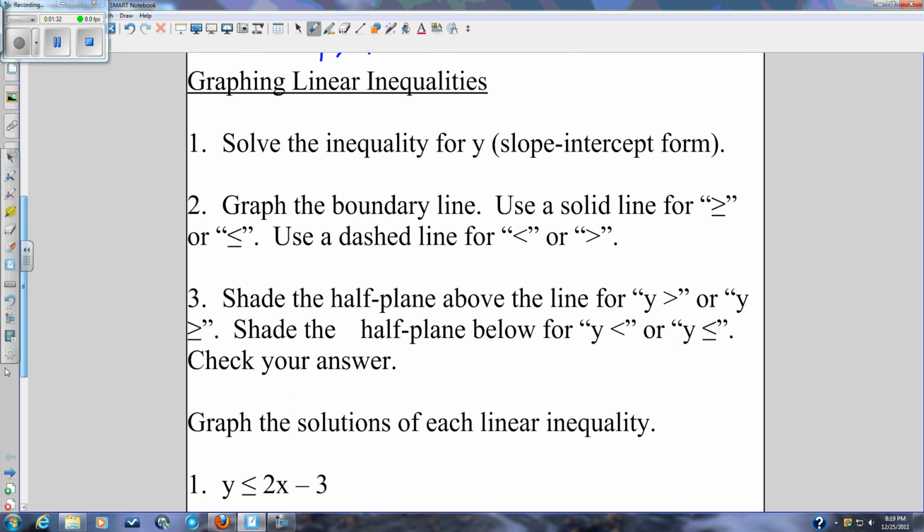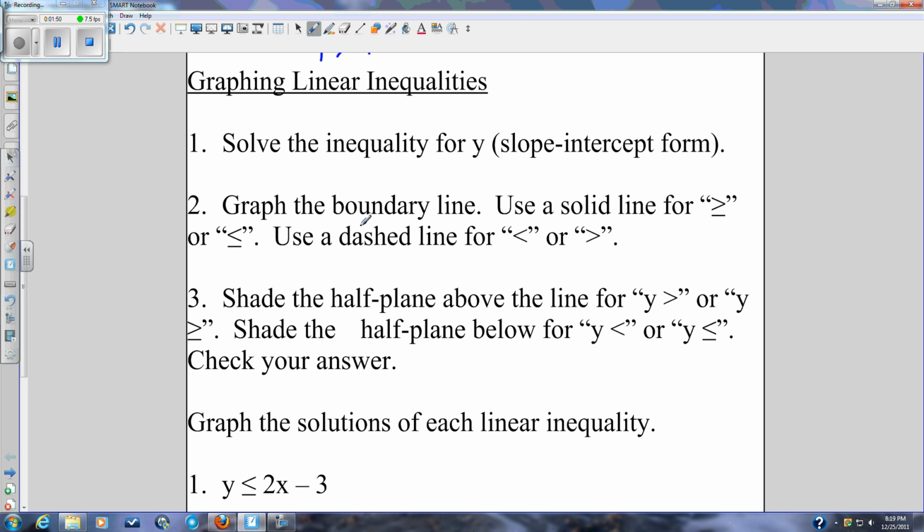Now we want to graph linear inequalities, and it's really similar to graphing lines, except we're just going to do some shading on our graph. What we want to do is solve the inequality for y. We're basically getting it into slope-intercept form, and we're going to graph the line. We call it the boundary line.